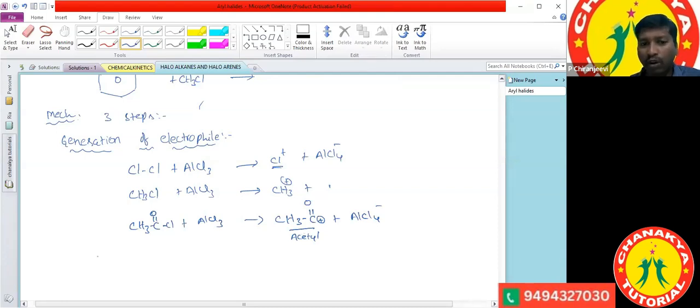Now we are taking the nitration mixture. What is meant by the nitration mixture?